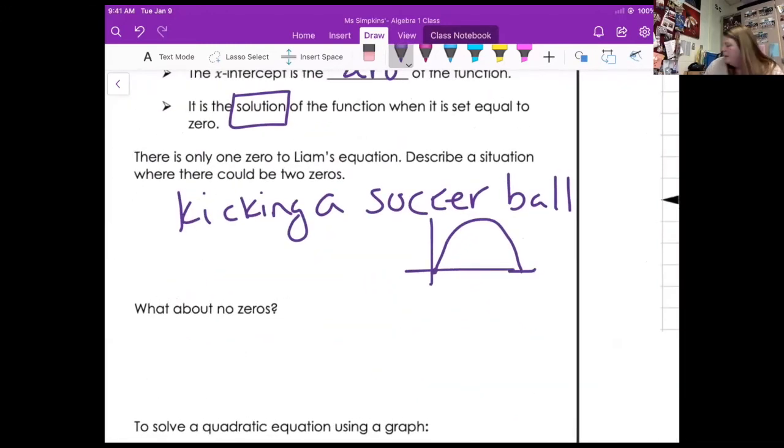Okay, so this is probably the hardest question of the day. Can you think of a situation where your parabola would not touch the x-axis? So I'll draw a picture of what it would look like. It would look like this. All right, Graham.